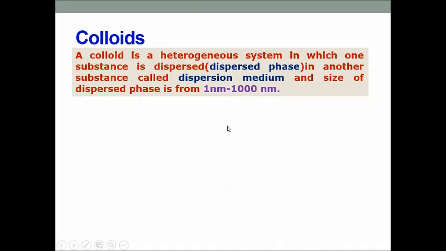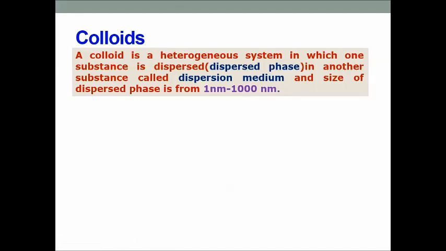A colloid is a heterogeneous system in which one substance is dispersed in another substance, called the dispersion medium, and the size of the dispersed phase is from 1 nanometer to 1000 nanometer. So, where have we learned this word colloids?